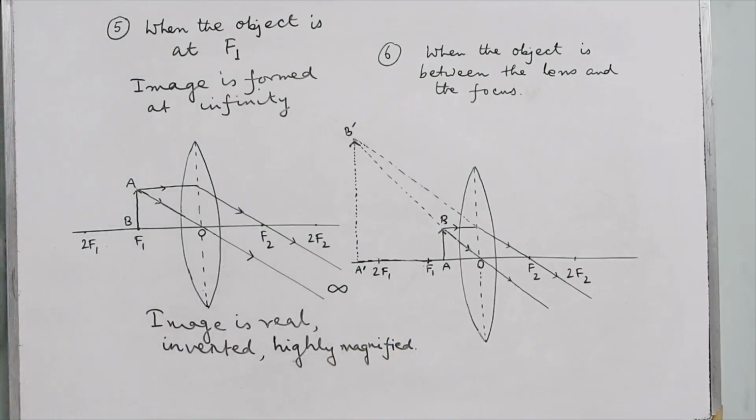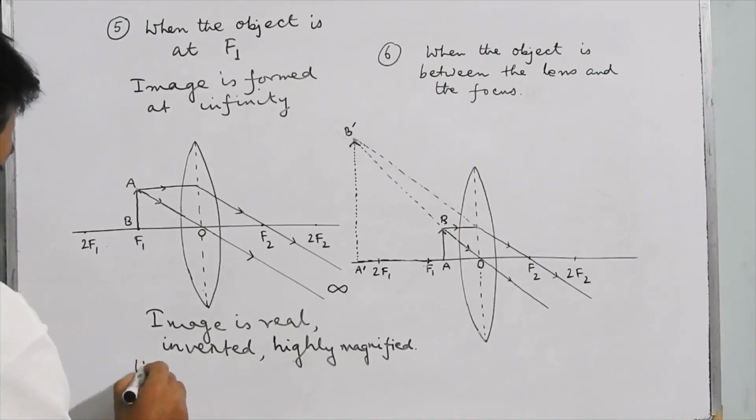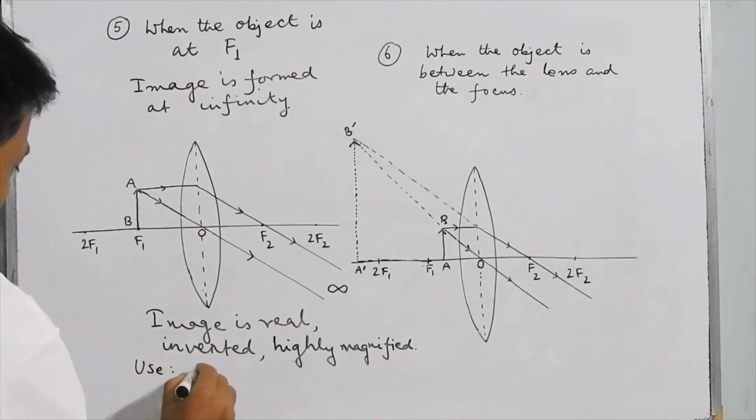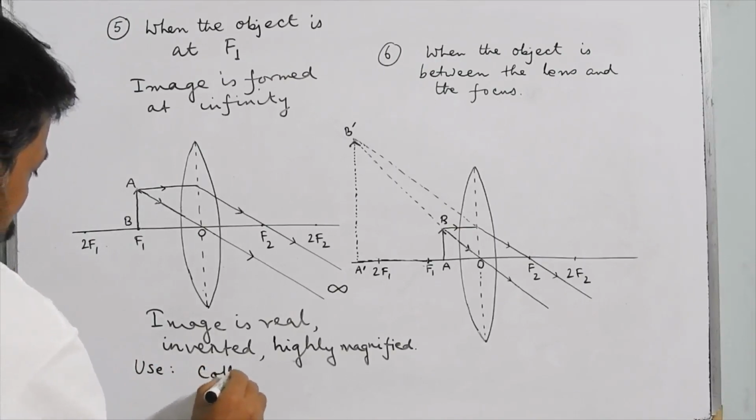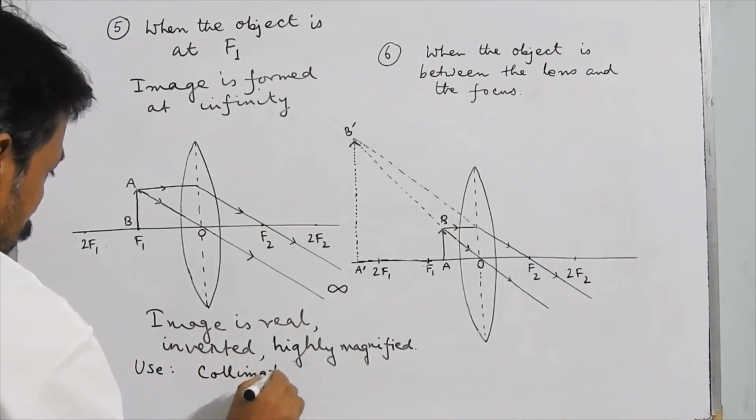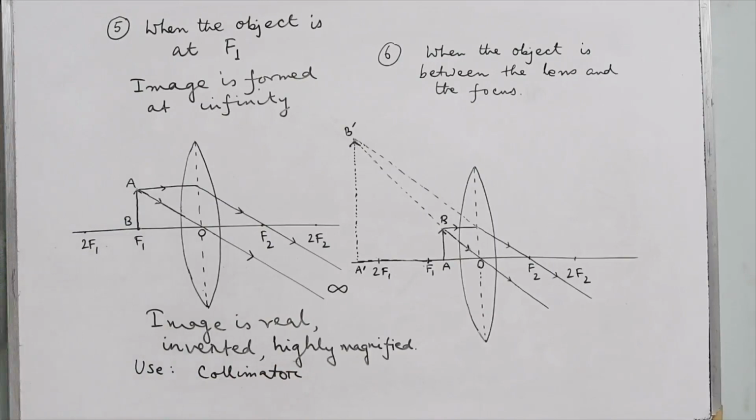Now this type of application is specifically used in a collimator, in which we try to produce a parallel beam of rays by placing the source of light at the focus of the convex lens. So a collimator is used to produce a parallel beam of light by placing the source of light at the focus of the convex lens.